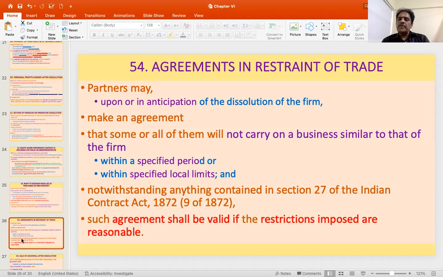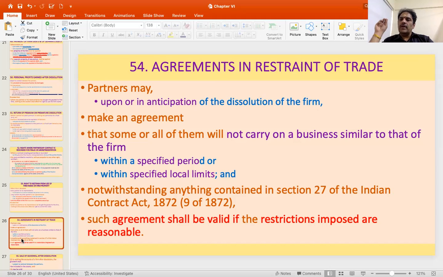Someone would be buying the goodwill of the firm. So you don't want a threat from the partners who are going out of the firm after dissolution. So from that point of view, you could have an agreement in restraint of trade. But generally, agreements in restraint of trade are void as per Section 27 of the Indian Contract Act. However, this is an exception where you could have an agreement in restraint of trade saying that you can't do the same business within the specified limits or for a specified period.